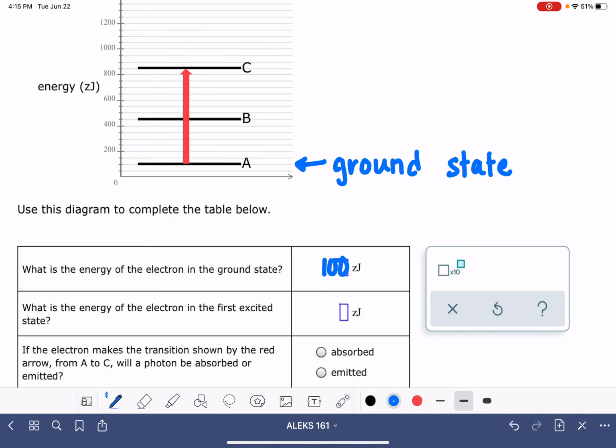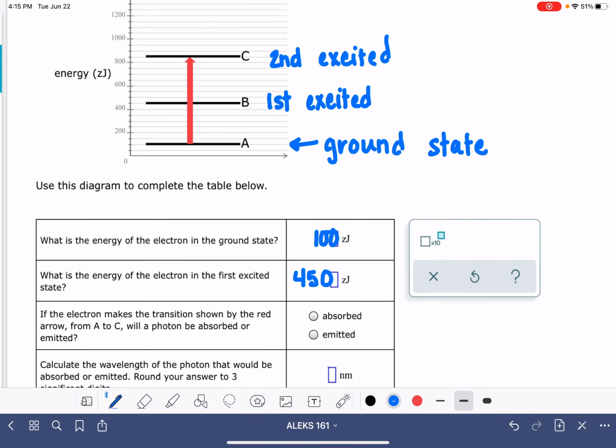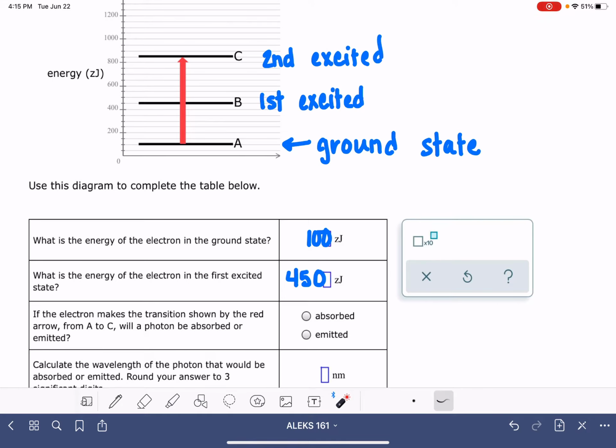And then it asks us about the energy in the first excited state. All of the other states, everything except for the ground state, are excited states and they're in order. So this B line is going to be our first excited state, and the C line will be our second excited state. We're doing the same thing, just reading the energy of this. It looks like it's at 450 zeptojoules.